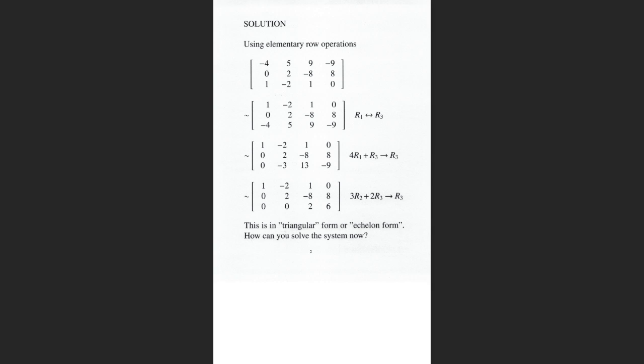This last equation, we have 0, 0, 2, 6. If we were to scale it by multiplying through by a half, we would get 0, 0, 1, 3, right? And there's a 1, and a 1 is a great pivot to use. So let me go to the next page and show you how this works.